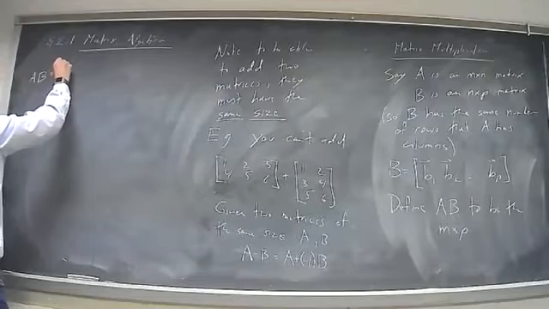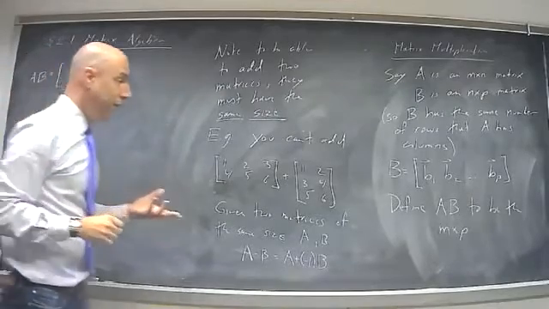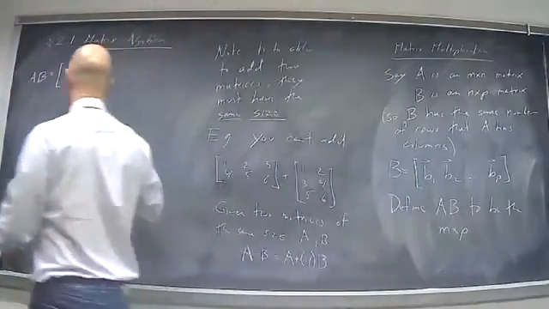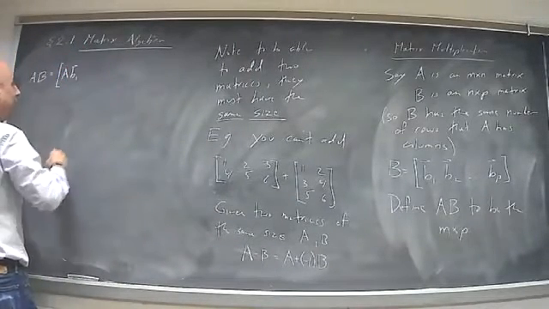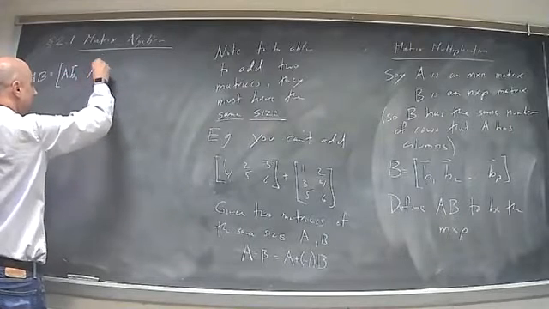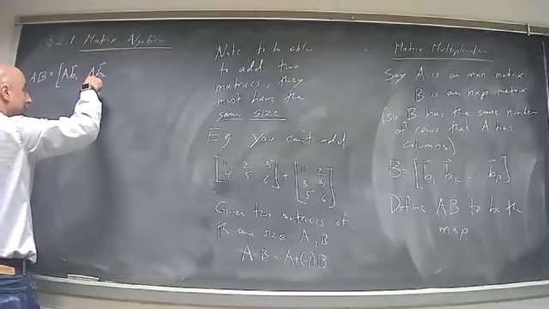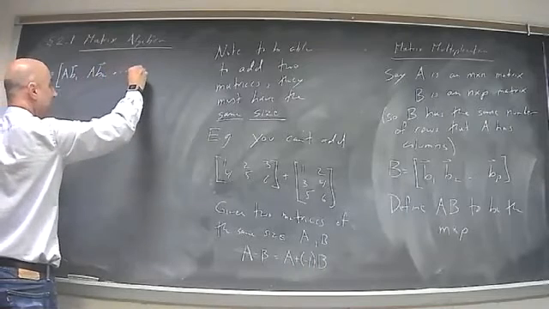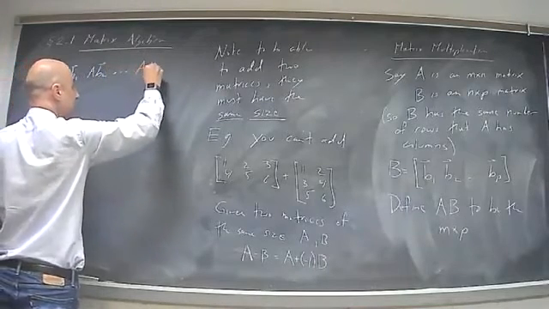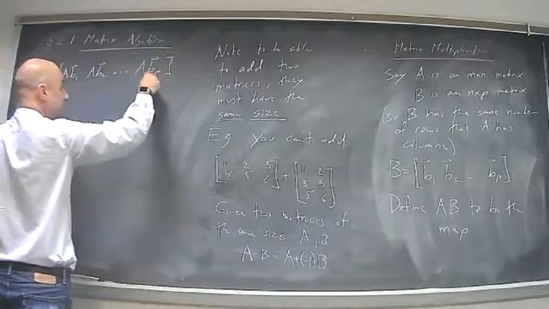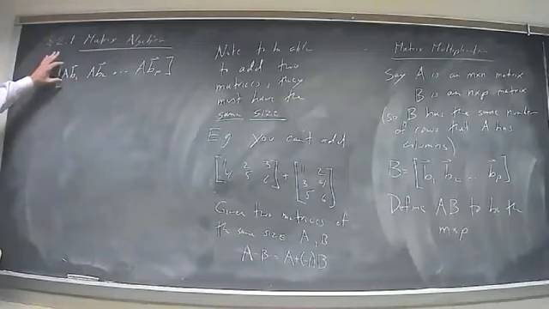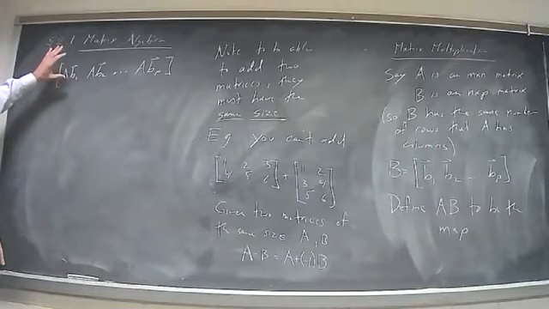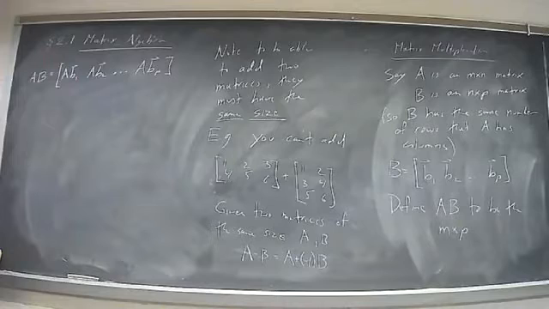AB equals, its first column is going to be A times B1. You already know how to take a matrix and multiply it by a vector. Its second column will be A times B2. Again, you already know how to do that, and so on, until its last column is A times BP. So you can see that this has P columns. And each of these is going to have M rows because A had M rows, and that's what happens when you multiply a matrix against a vector.